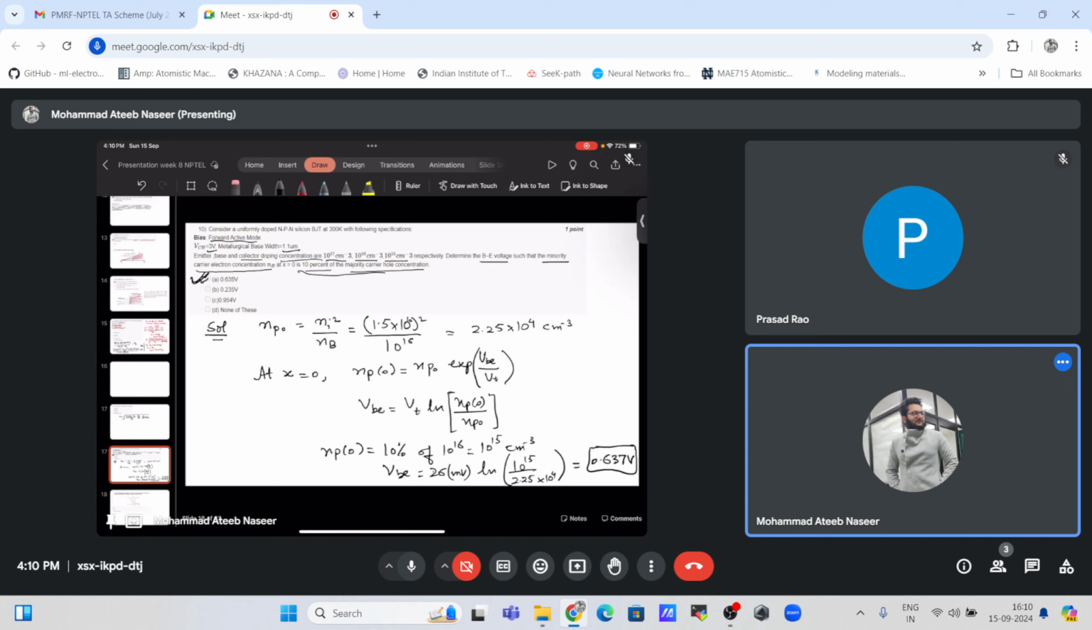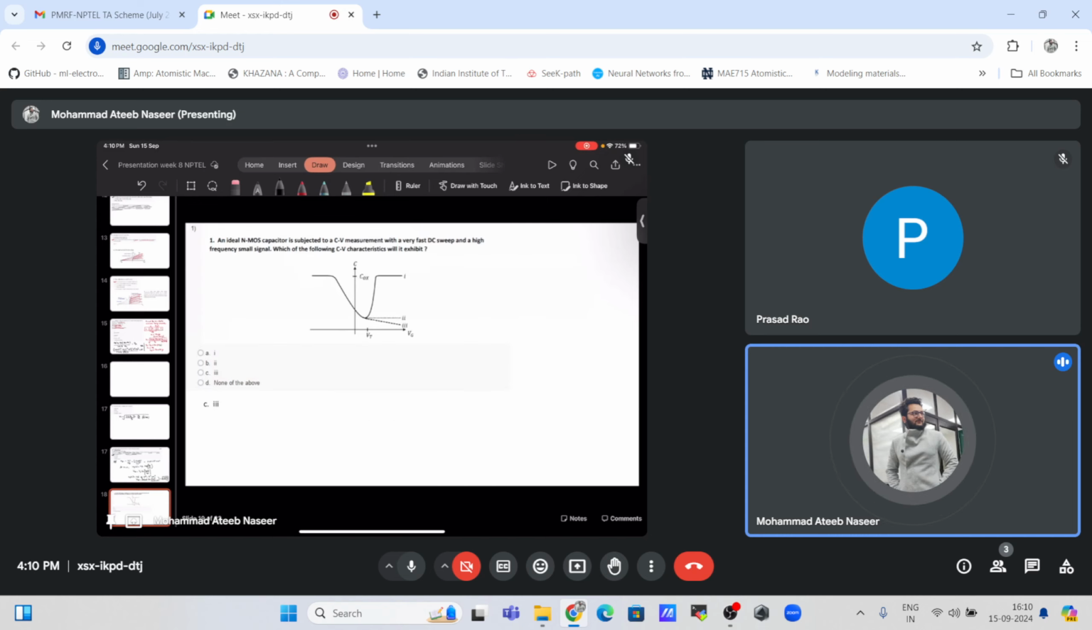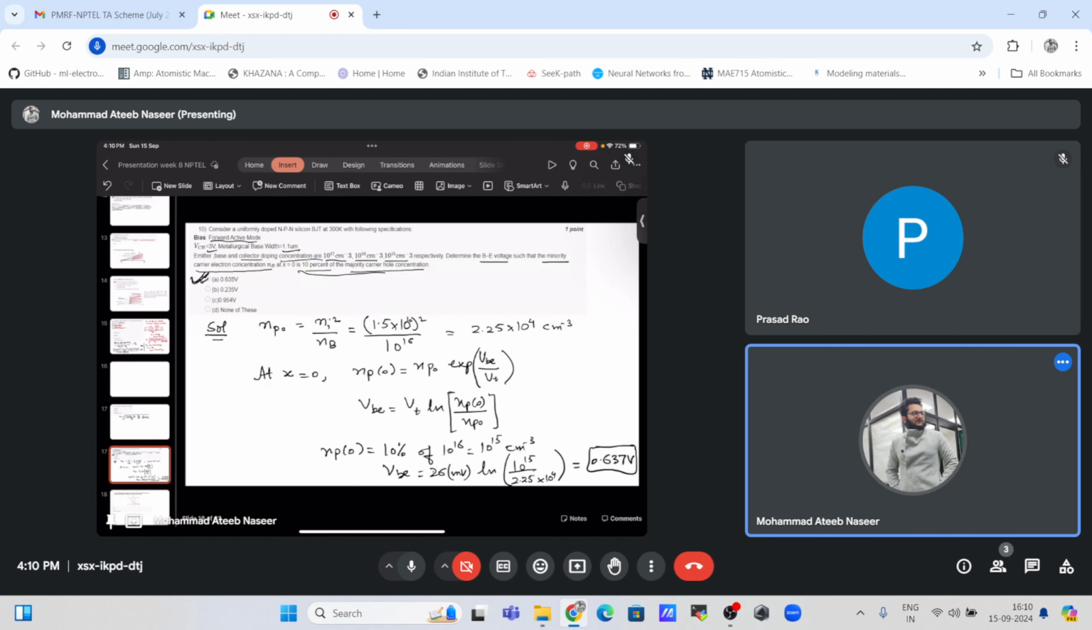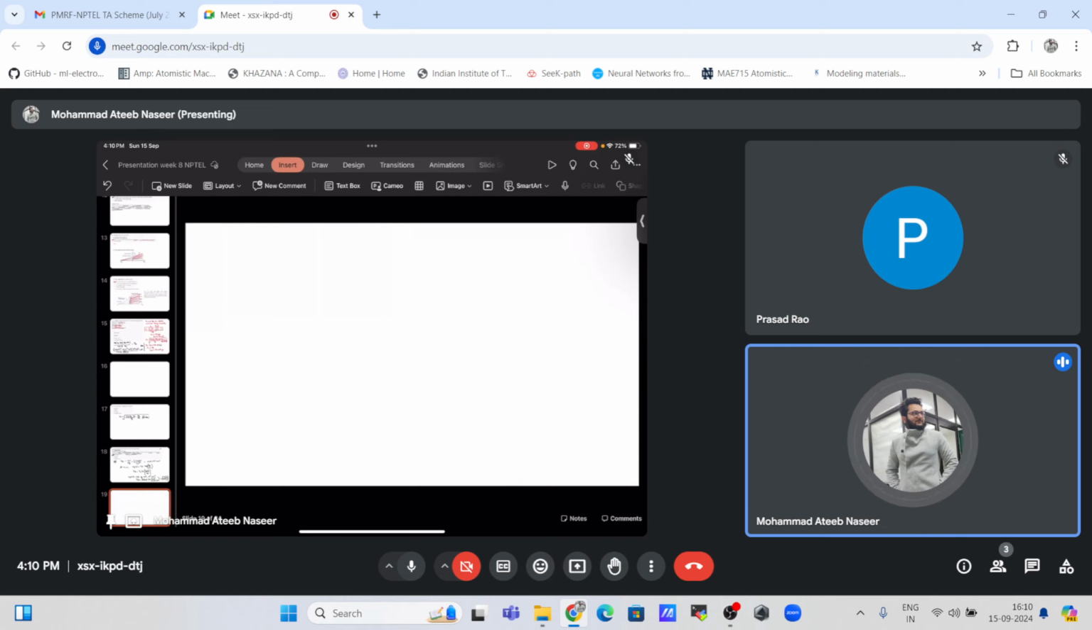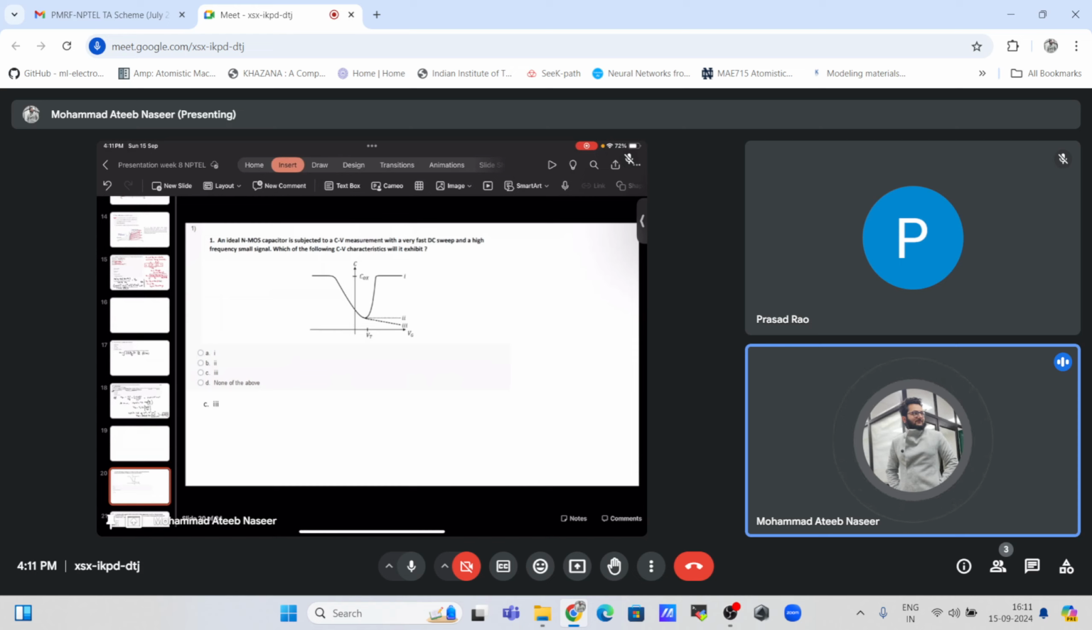Before moving to another problem which is associated with the MOSCAP, I should first start giving some insights about the MOSCAP, because I guess the assignment deadline is not over yet for the MOSCAP. So if we just see what this MOSCAP is, this problem over here is for the NMOSCAP for the CV. Basically, MOSCAP is a two terminal MOS device. There are no source and drain terminals for this.